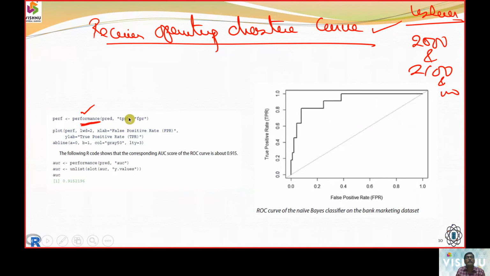So predict, with x-axis and y-axis. First, we are mentioning the y-axis as true positive rate. The x-axis, we are going to mention as false positive rate. Now, I need to draw the ROC curve. How are we going to draw the ROC curve? We are going to call plot and bring in the function here, that is predict performance, PERF, with x-axis label false positive rate and y-axis label true positive rate.